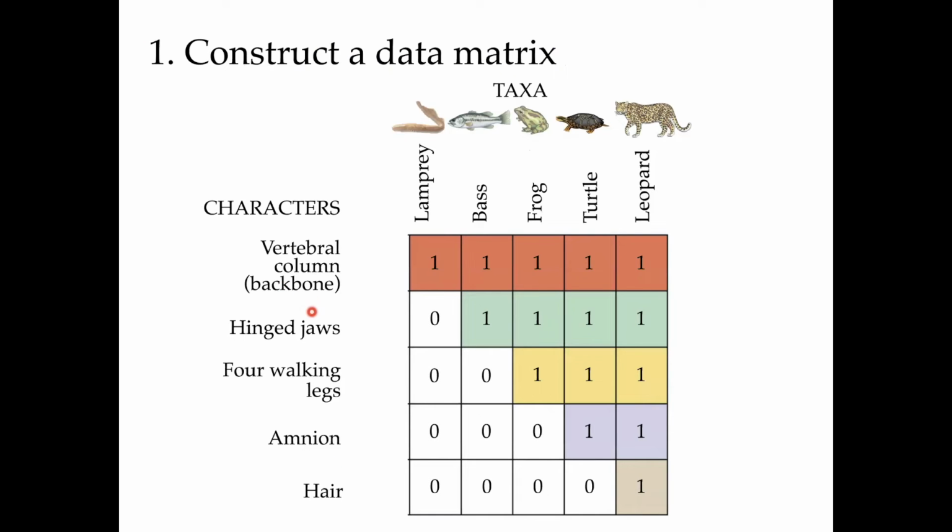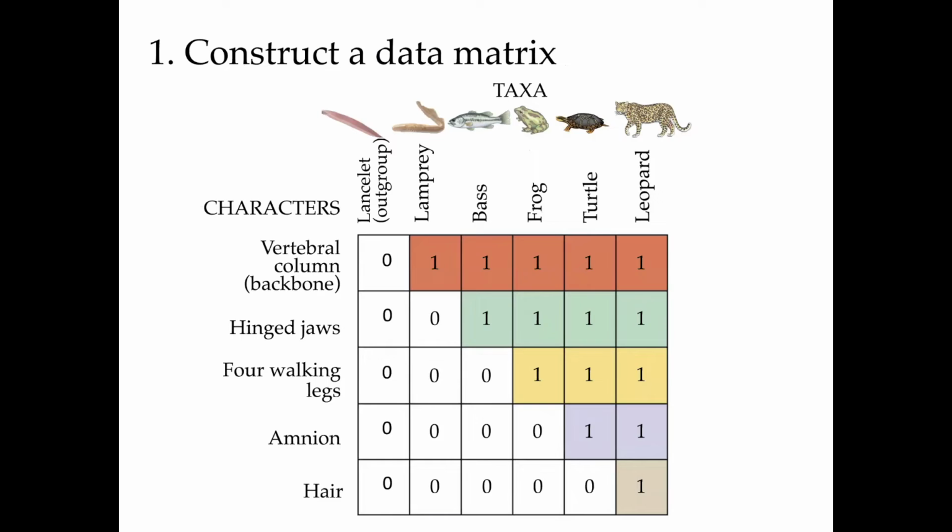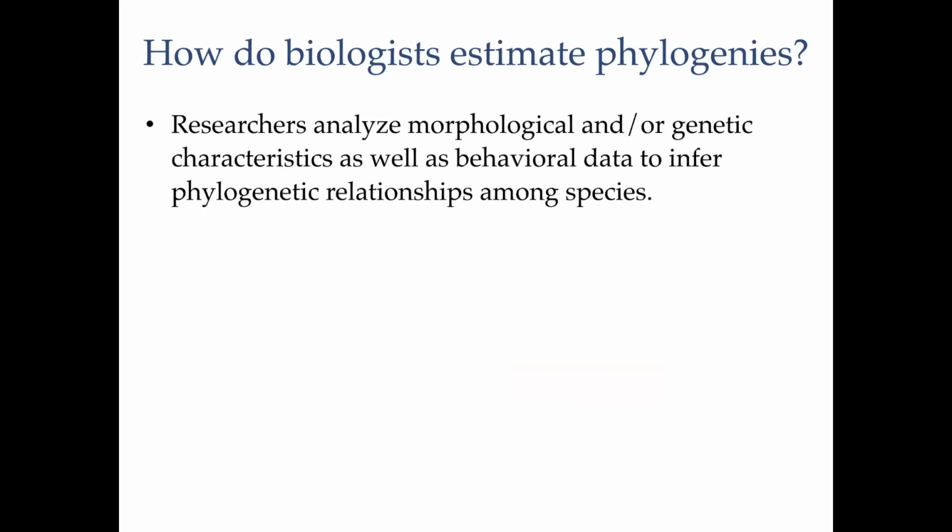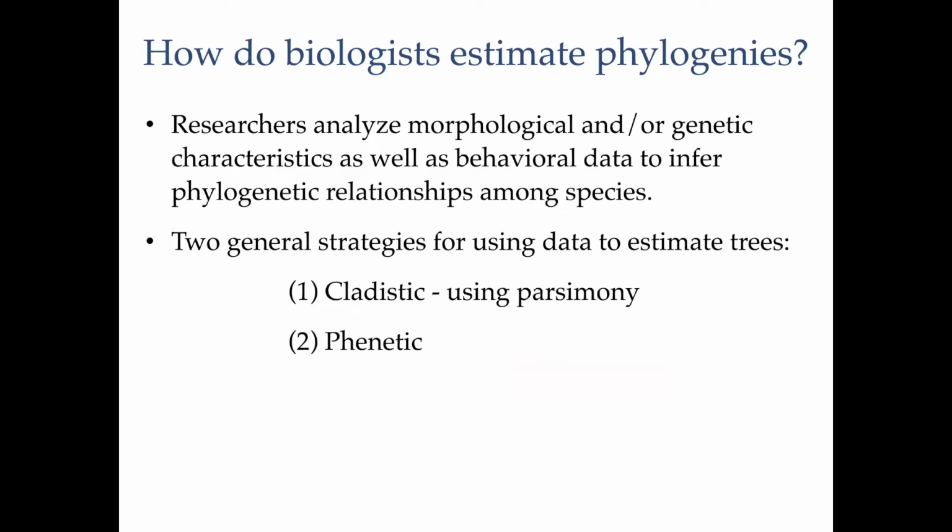Traits that we choose here don't need to be exactly structural traits like this. They can be morphological like these ones, they can be genetic, or they can be behavior. So different types of data are used here. And when we use data like that to estimate trees that we are about to create, we can use two kinds of approaches. One is what we are going to focus on in this course, which is the cladistic. And the cladistic uses parsimony, and we're going to see what parsimony means in a minute.